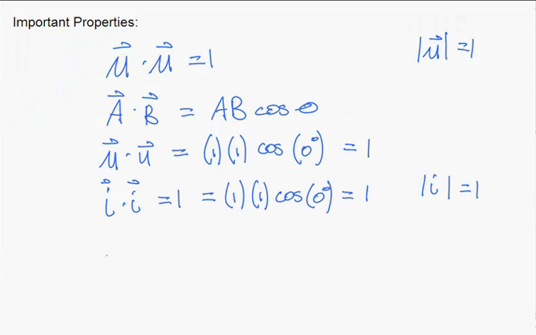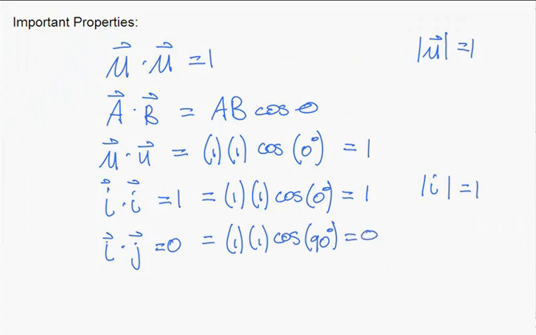Another important property to remember is if two different letters are dotted with each other, this equals 0. And this is because, again, you sub in the magnitudes in the equation and then take the angle between the two vectors, which is 90 degrees, calculate this, and it equals 0.